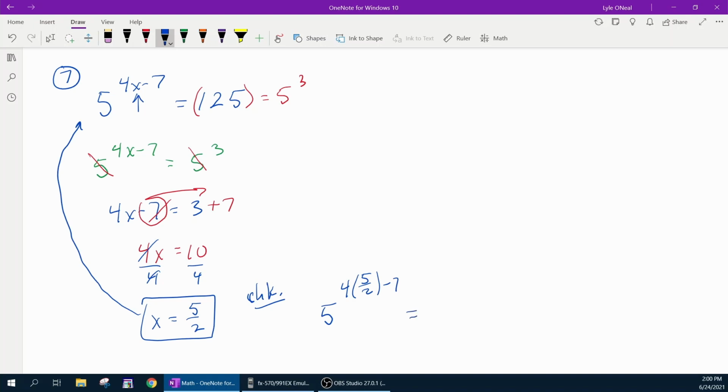And when I worked that out, it had better equal 125, or that's not the right answer. So we know that 2 goes into 4 2 times. That's going to give us 5 to the 2 times 5, which is 10 minus 7. 10 minus 7 is 3. And 5 to the third is 125. So that does check out.